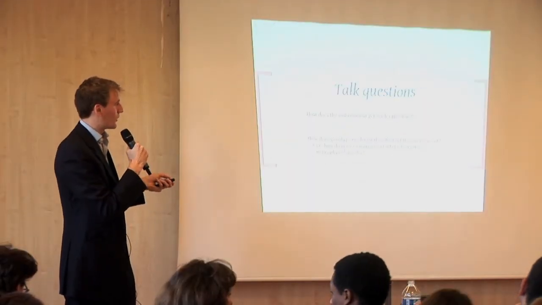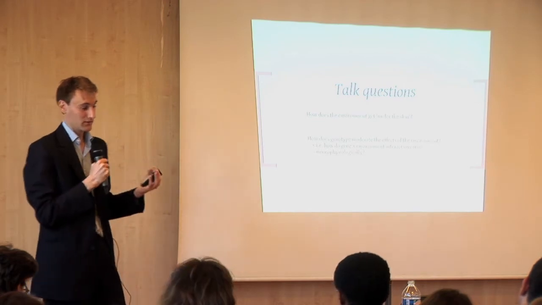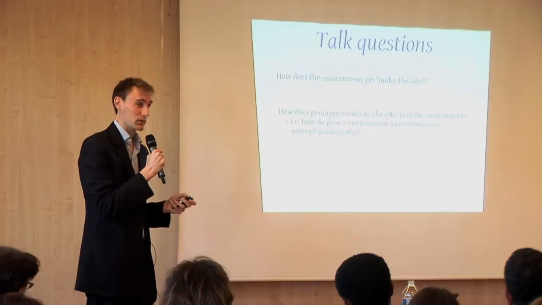Okay, so the main question I want to ask and answer, hopefully, with this talk is, how does the environment get under the skin? Because genes are biological entities, we can understand quite clearly the biological expression of these genes, but we know less about how the negative environment gets under the skin. And then secondly, how does genotype moderate the effects of the environment? That is, how do genes and environments interact neurophysiologically, which we can study with brain imaging?